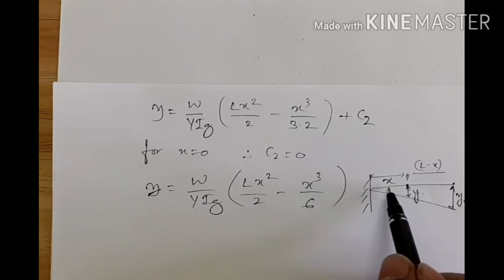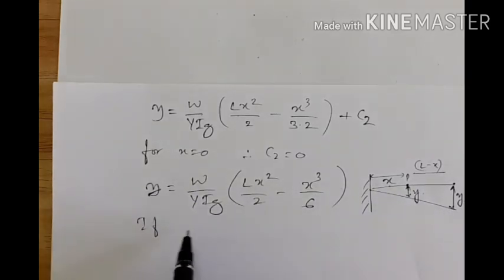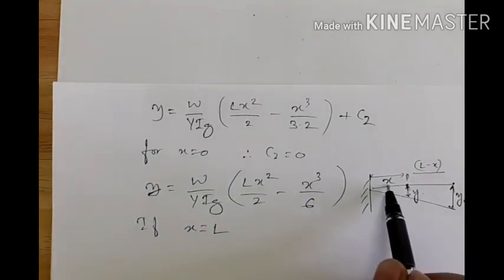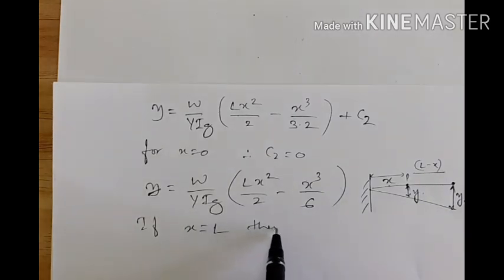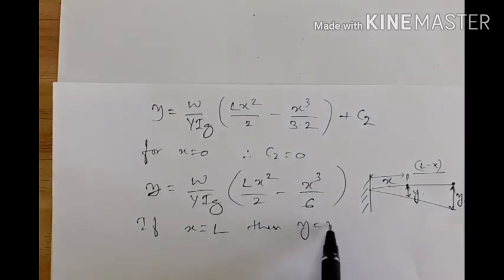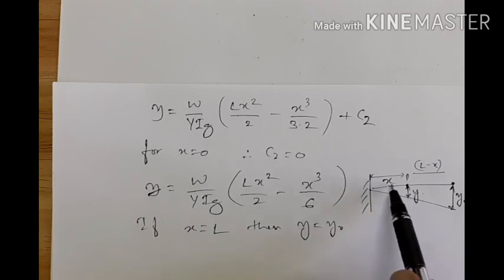If I extend this, that is x is equal to L, it will become here. So what is the depression at this point? Depression at this point is y naught. Then y becomes y naught. When I extend this x till here, it will become y naught.